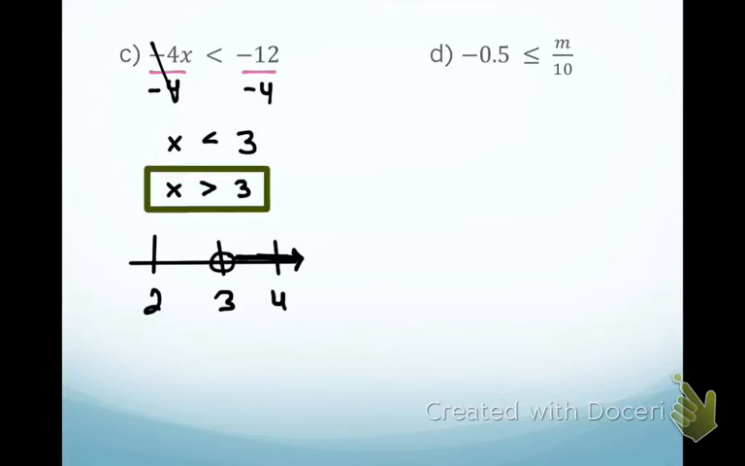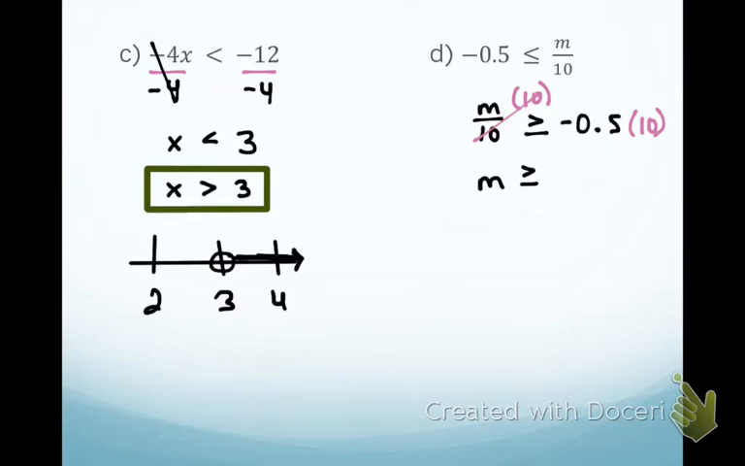Next problem, Hope. What's wrong with where the variable is? It's backwards, so we are instead going to flip the entire thing. M over 10, I also have to flip my sign, is greater than or equal to negative 0.5. Brayden, what should I do next? Very good. We're going to multiply by 10 on both sides. 10 divided by 10 becomes 1m. I don't have to put the 1. Greater than or equal to.